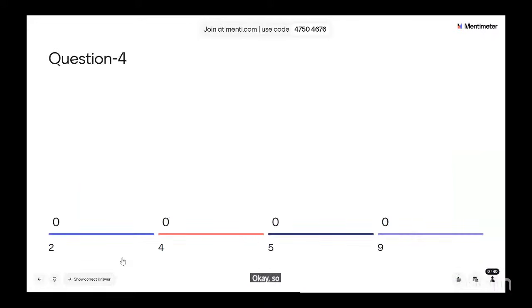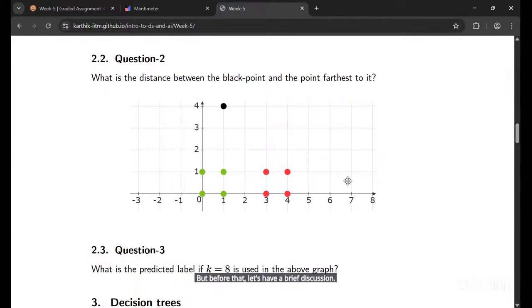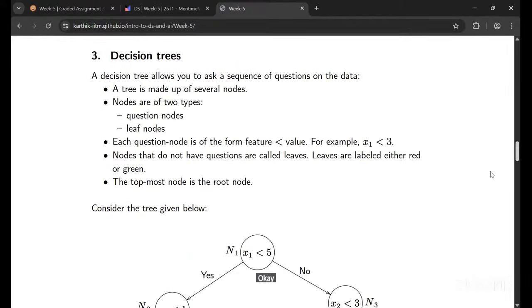Okay, so now we'll start with the questions from decision trees. But before that, let's have a brief discussion. Would anyone like to throw some light on what decision trees are? Ma'am, decision trees are when we compare the test data to all these parameters and we decide whether it's a yes or a no. Okay. Anyone else? We just classify the questions depending on our training set and just end up in the leaf nodes.